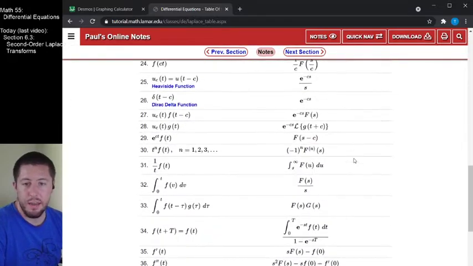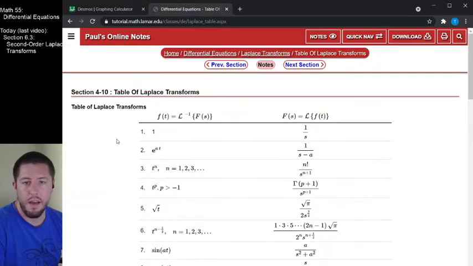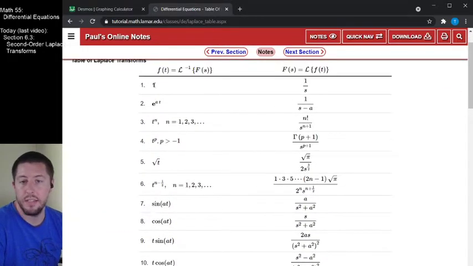But anyway, you can see this table includes 37 of the most needed Laplace transforms that we have available, and you should see some ones that you recognize. Laplace transform of a constant is 1 over s. Laplace transform of an exponential e to the at, 1 over s minus a. We've done those. We didn't do t to the n power, but there's our Laplace transform of it. Other powers we didn't get.